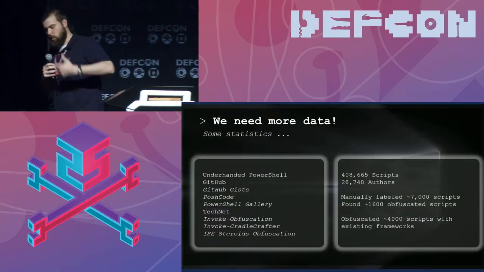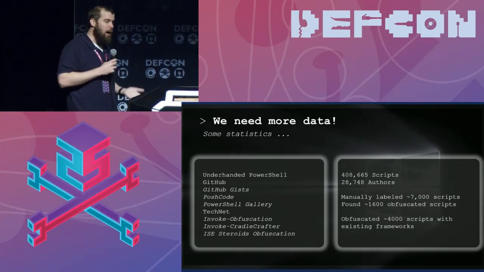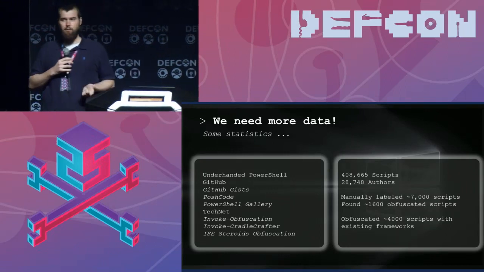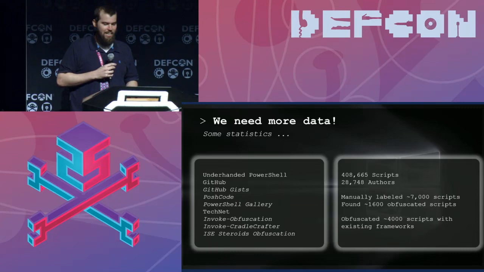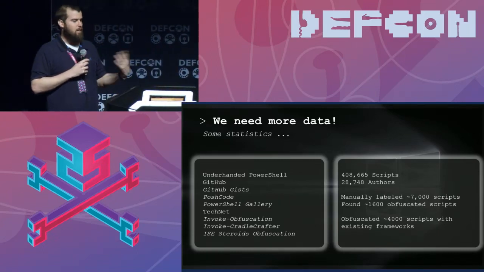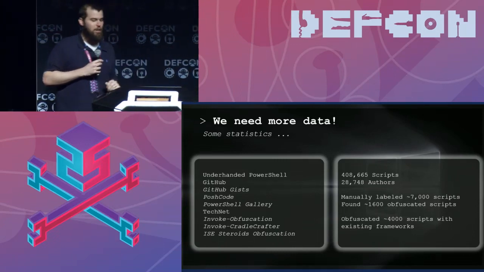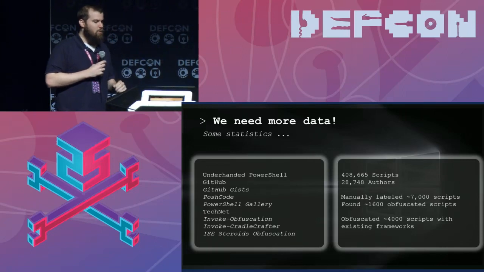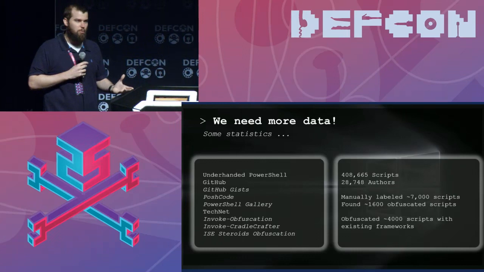Getting a little more serious, there are a lot of scripts here: 408,000 PowerShell scripts, to be exact, from over 28,000 authors. We identified roughly 1,600 obfuscated scripts in this data set. Then we generated about 4,000 obfuscated scripts using things like Invoke-Obfuscation, Invoke-CradleCrafter, and ISESteroids. The important thing here is that we actually manually looked at and manually labeled around 7,000 scripts.